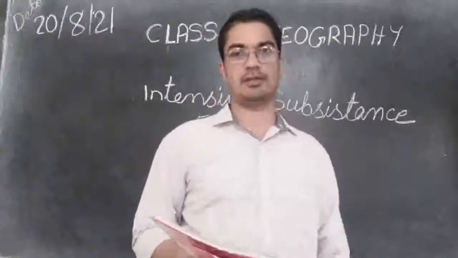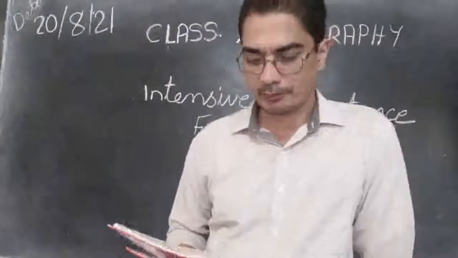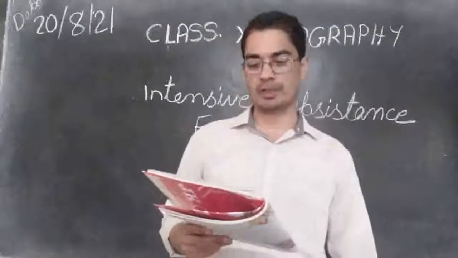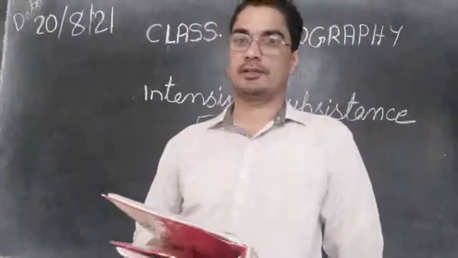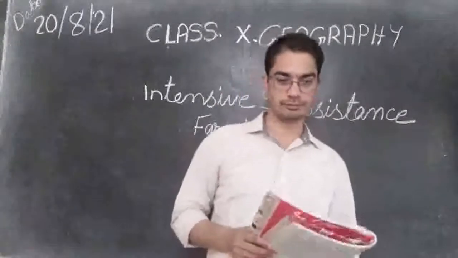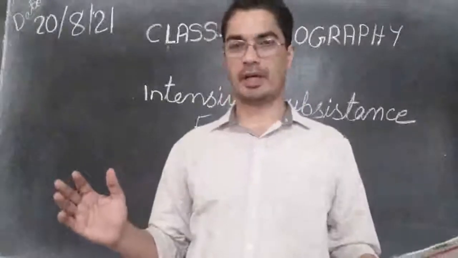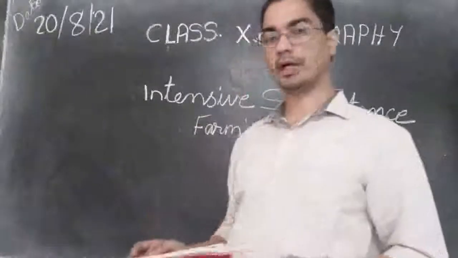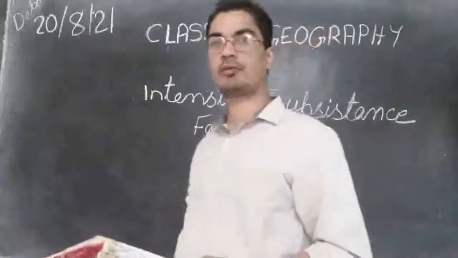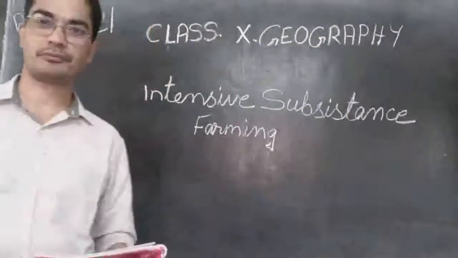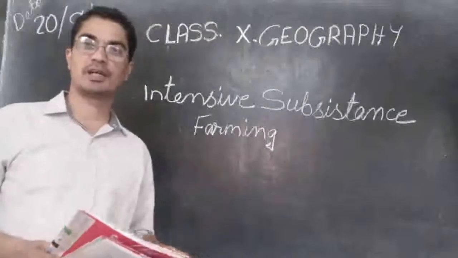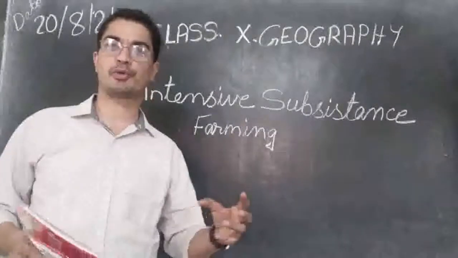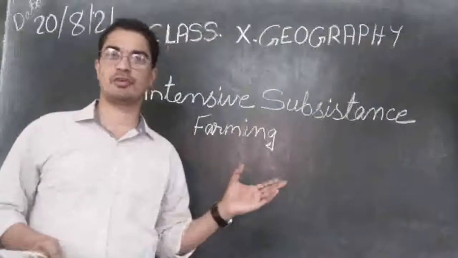So this type of farming, that is this intensive subsistence farming, is practiced in areas of high population pressure on the land. Suppose the population is very high in one area and the land is very less, and so they follow this type of cultivation there. What is the reason? The land is very less but people are more. Therefore, from the little land they have to produce plenty of food. Otherwise, it is not sufficient for the family.